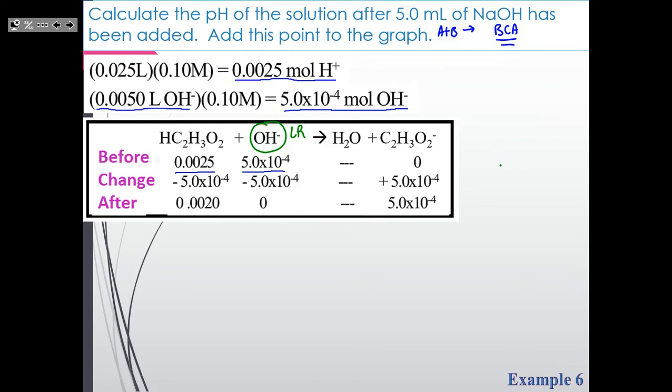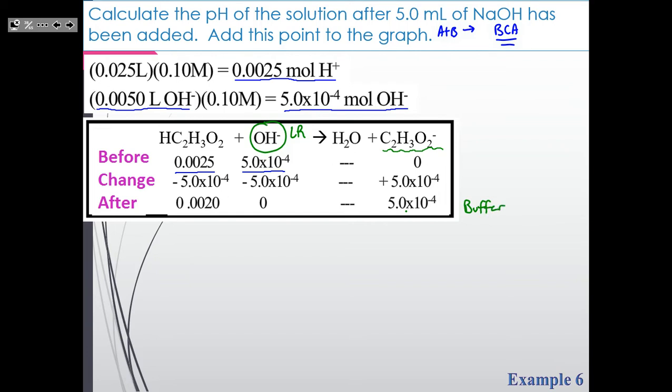And the hydroxide will be completely consumed at the beginning of this titration. So we go down to 0. There is some weak acid remaining. And then on the right side, we have added some conjugate base. That's interesting. That is going to play a factor into how we continue with these titration points. What we have is a weak acid and a conjugate base. So currently, this is a buffer.